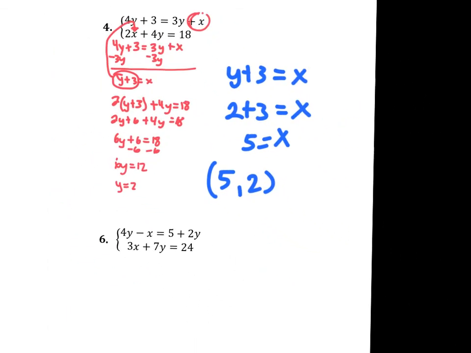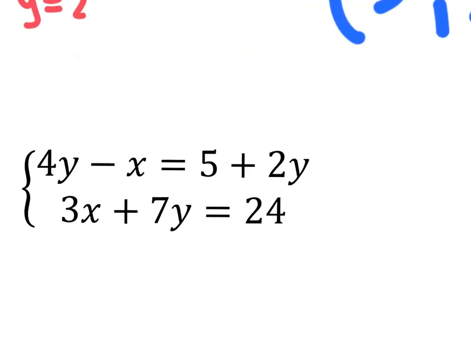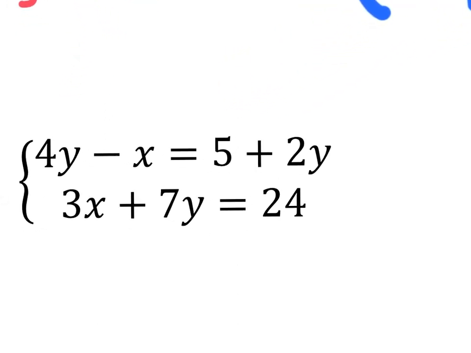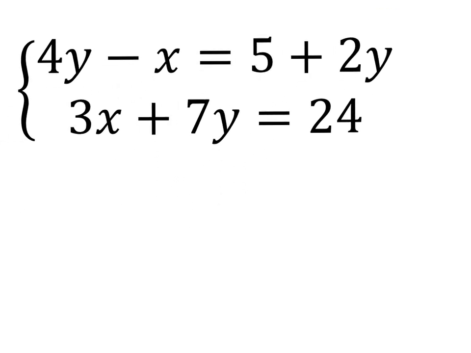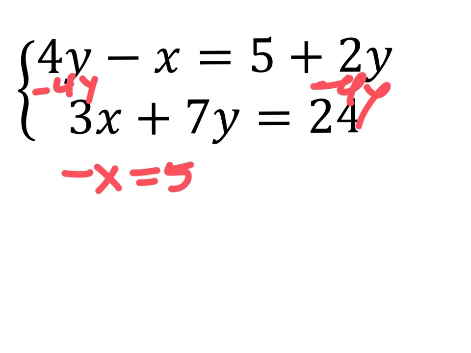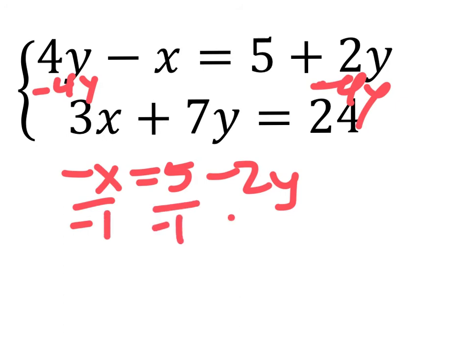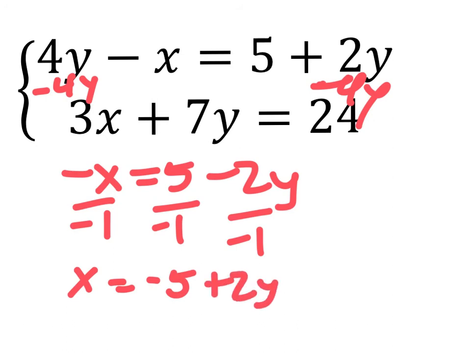Alright, let's take a look at, we'll do number 6. So let's solve that top equation here for x, because it's a single x on top. So we'll subtract 4y from both sides, and so we'll have negative x equals 5, and then 2y minus 4y is negative 2y, and then we'll divide everything by negative 1. We'll get x is equal to negative 5 plus 2y. Now our goal was to get one of the variables by itself. We have x by itself. Step number 1 is done.